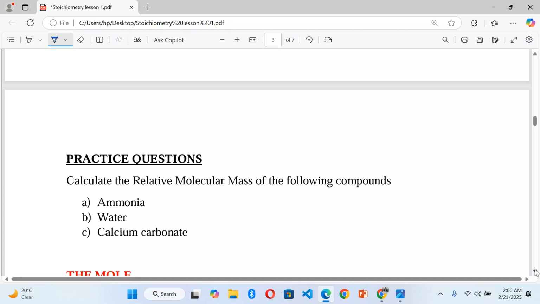So we have been able to share how we can calculate the relative atomic mass and relative molecular mass, or what we are calling the relative formula mass. The difference between the relative molecular mass and relative formula mass is that relative molecular mass is for a covalent compound, while relative formula mass is for the ionic compound.